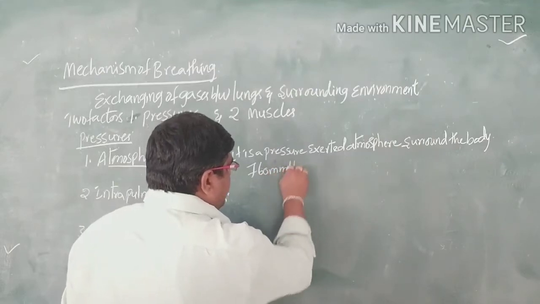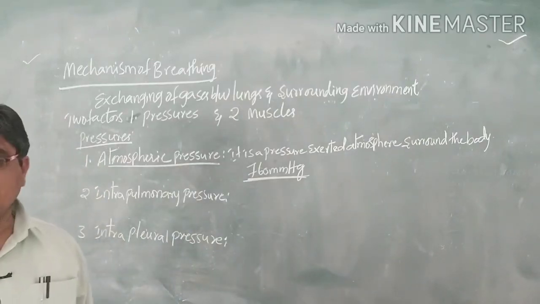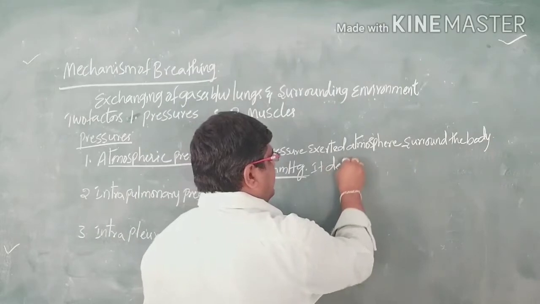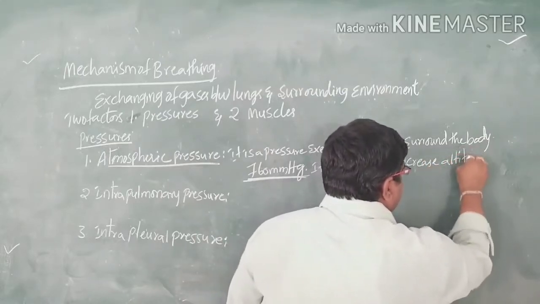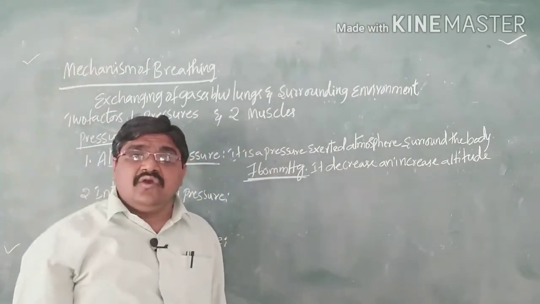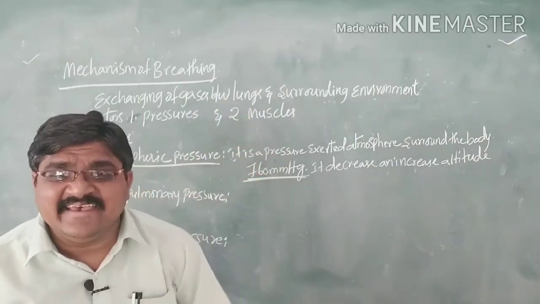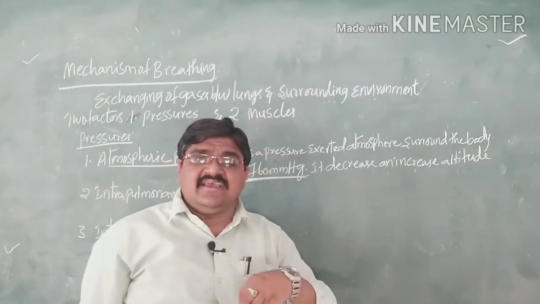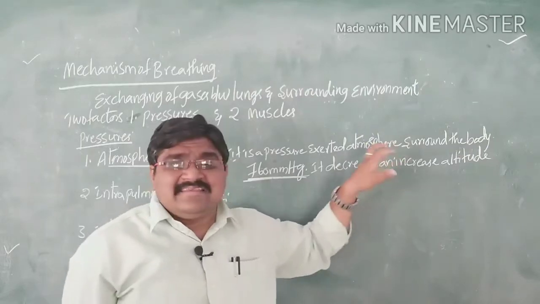The atmospheric pressure is 760 millimeter Hg, and it decreases with an increase in altitude. That means when you go up into the air, increasing the altitude, the atmospheric pressure gradually decreases. So it is the pressure exerted by the atmosphere on the body, called atmospheric pressure, which is 760 millimeter Hg, and it decreases with increase in altitude.